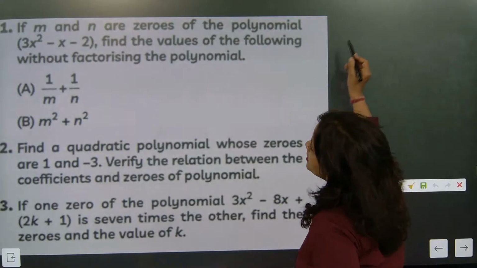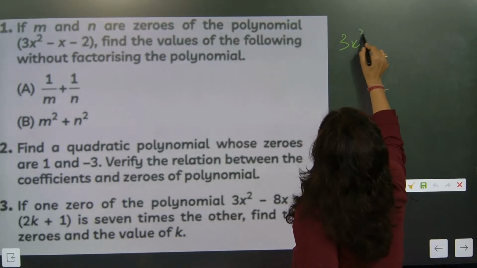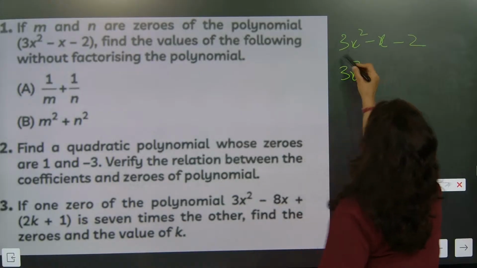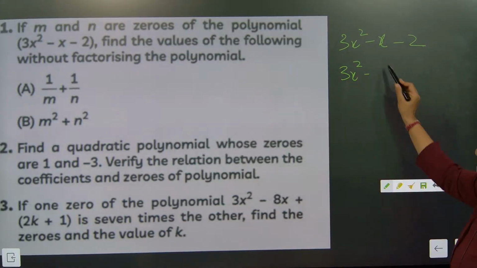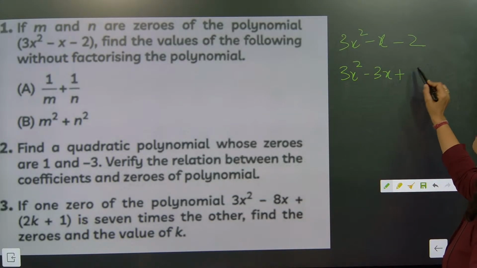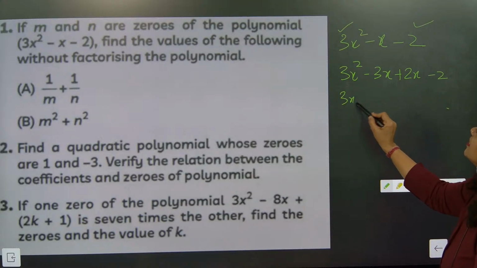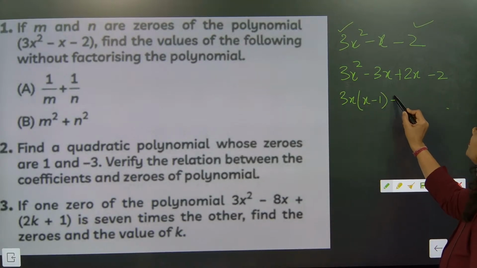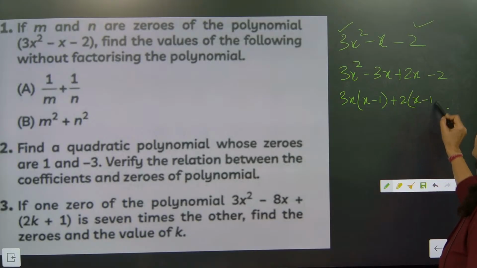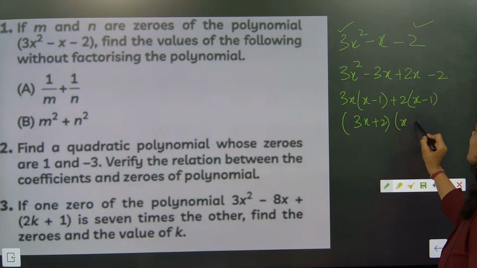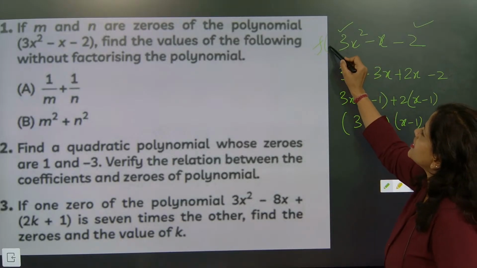basic concept is that 3x square minus x minus 2, we will factorize it, beta. So once we are factorizing it, what are we going to write? Minus 3x plus 2x, since 3 and 2 are there, so then minus 2. So we write 3x into x minus 1 plus 2 into x minus 1, and then 3x plus 2 and then x minus 1. This we can write as equal to f of x.